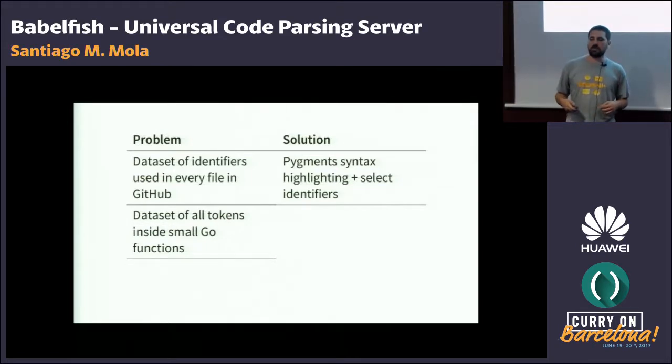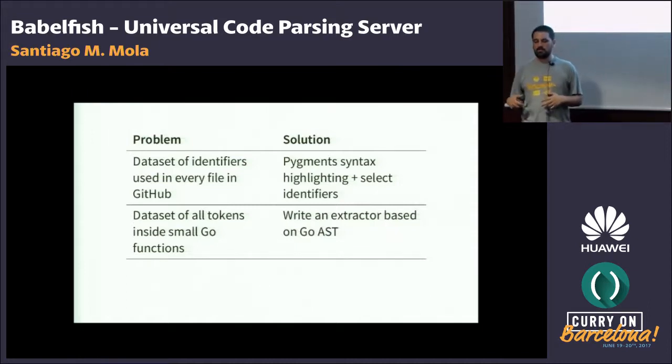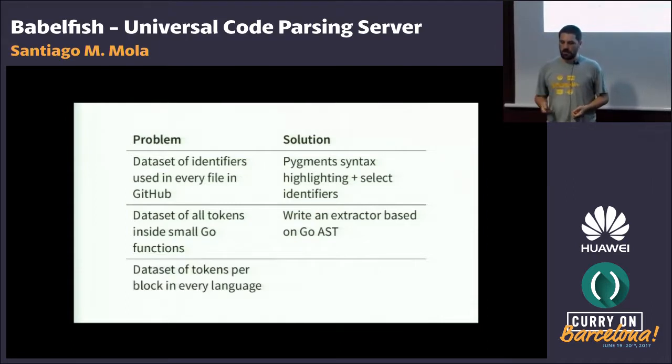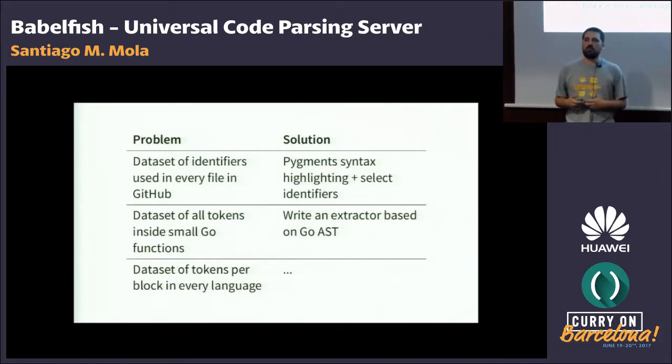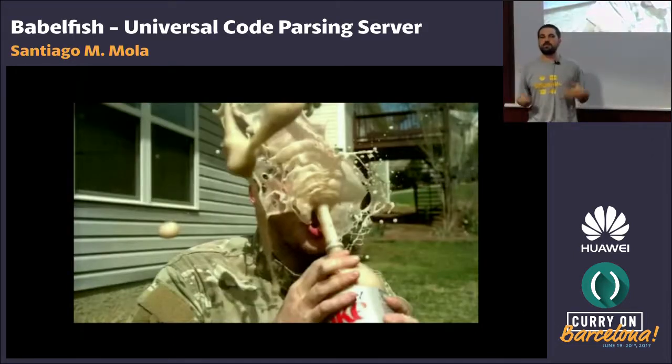Then we got asked for a data set of all tokens inside small Go functions, where small is any arbitrary measure of small, such as bytes. And we solved that by writing an extractor based on the Go AST standard library that was quite specific, but also did the work pretty well. And the next request is to extract a data set of every token in every language arranged per block, whatever block or scope is in each language. It's a fancy definition. And so at this point, we just don't have any more ad hoc solutions for this kind of problem. And this is the data engineering team trying to cope with all these crazy data science requests.